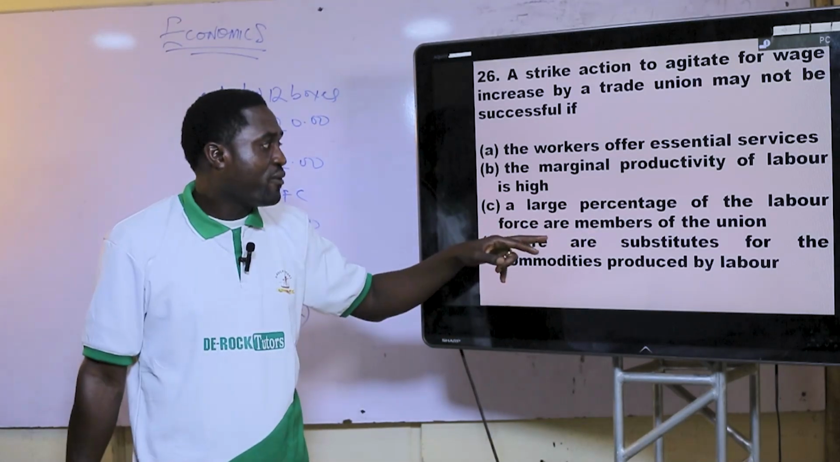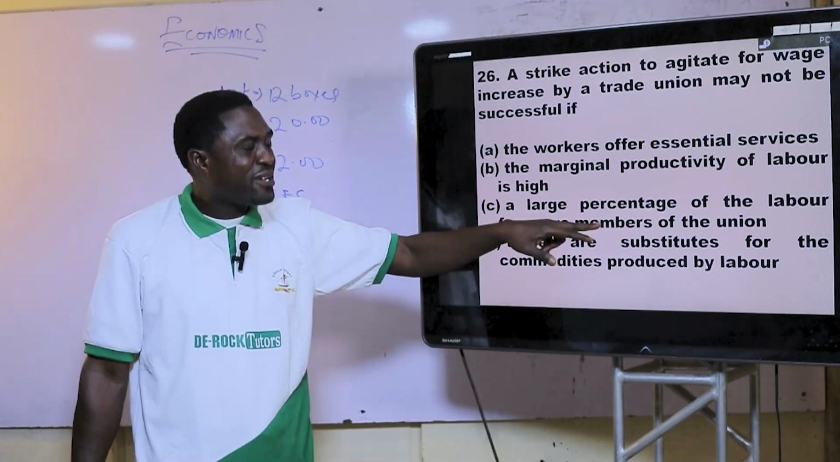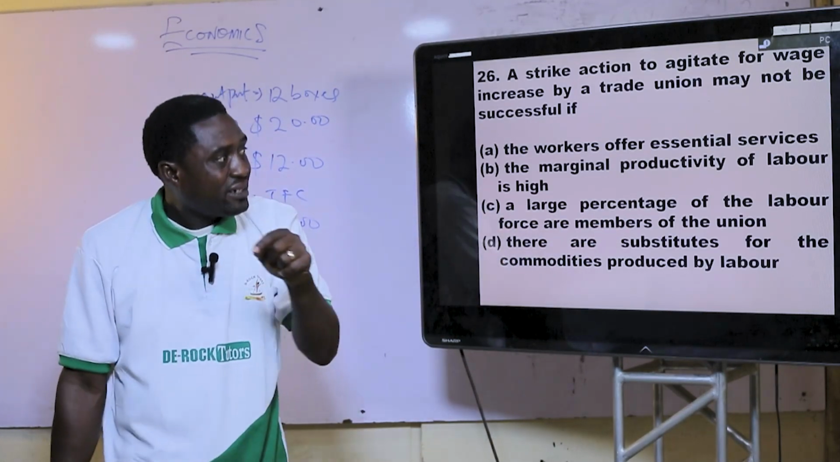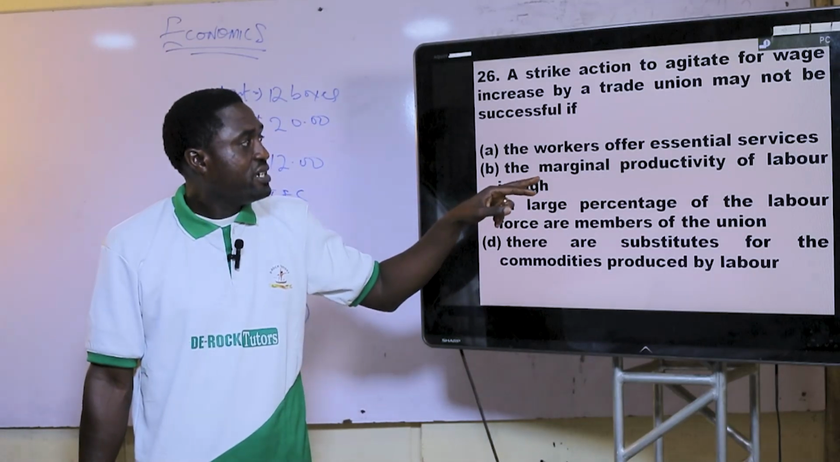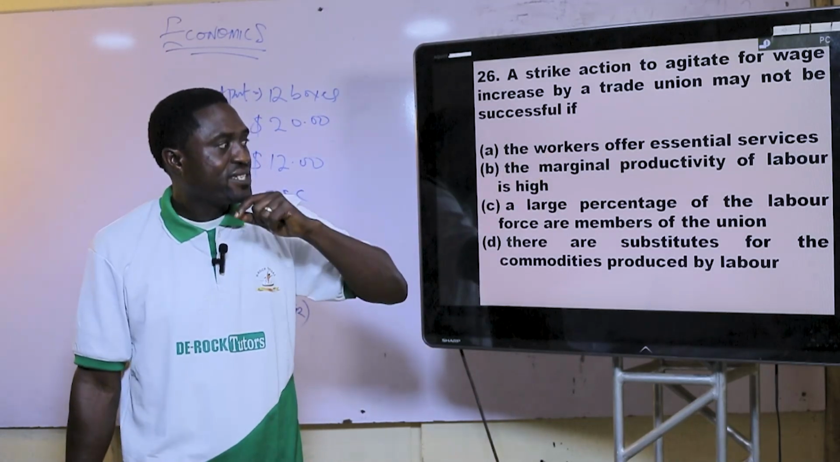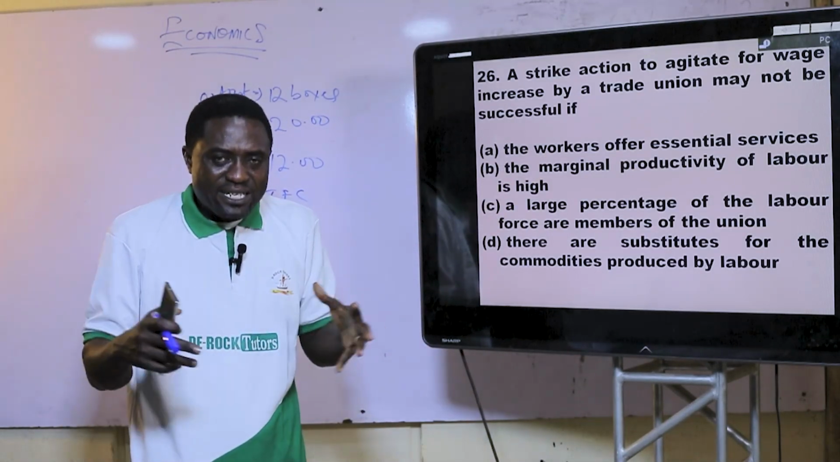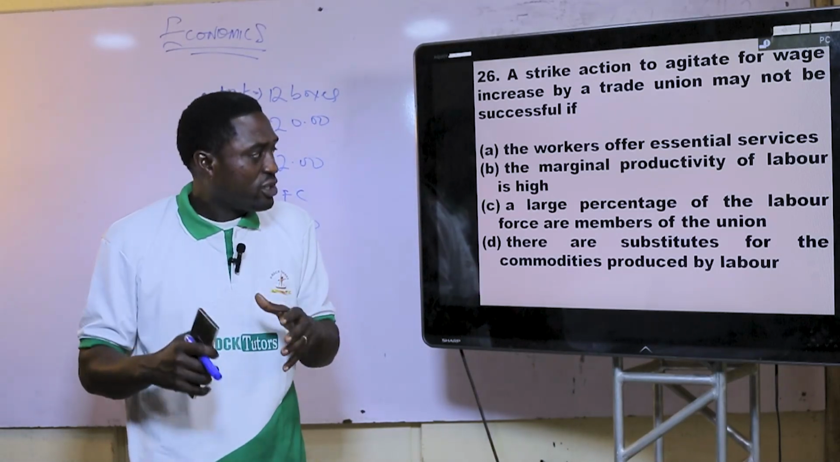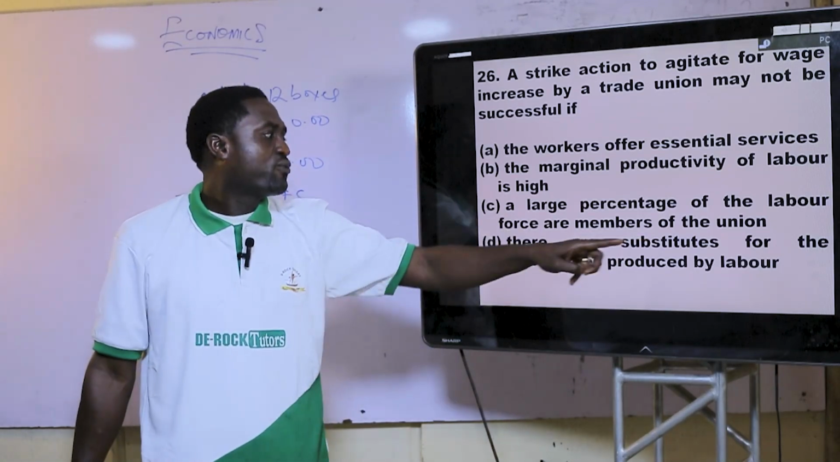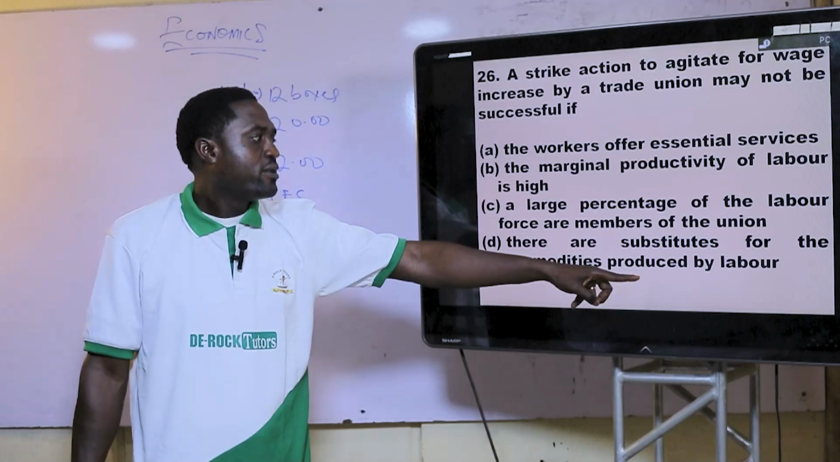But if a large percentage of the labor force are members of the union, it will even make the strike effective, because everybody will be united to make sure that whatever is working at all is working well. There are substitutes for the commodities produced by labor.